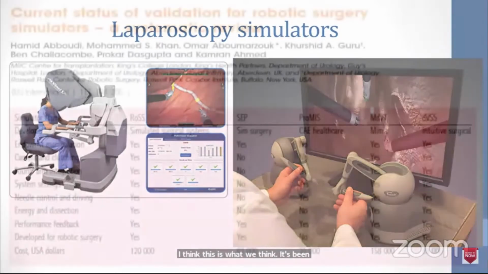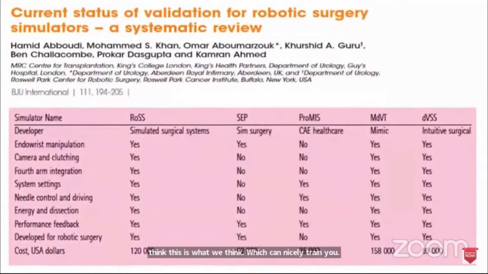There are all these simulators, and then there are various other simulators. There were some from ROS, although it's very costly. But it gives you all those options of end-wrist manipulation, camera clutching, and fourth arm integration. I think this is one of the best ones.